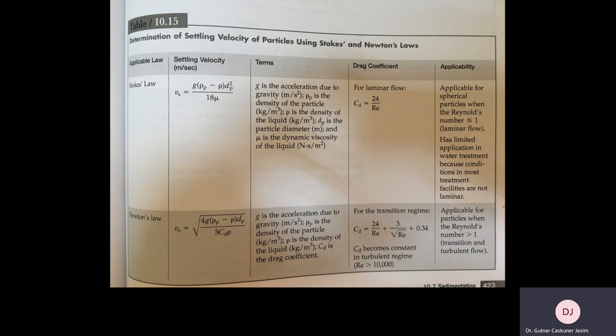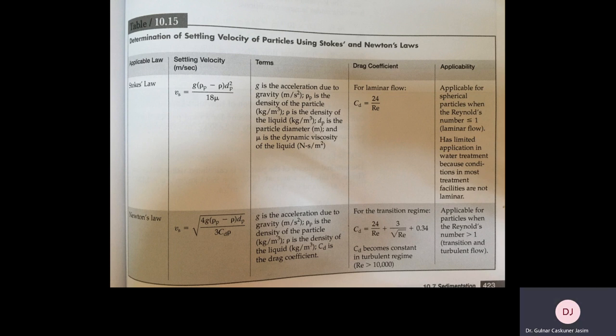Here is the table showing everything related to Stokes' and Newton's law. In the first column, you will see the equation which explains how the settling velocity, in meters per second, can be described, and the equations have been given for both Stokes' law and Newton's law. The terms used in the equation have been explained in the terms column, and the unit of each term has also been provided.